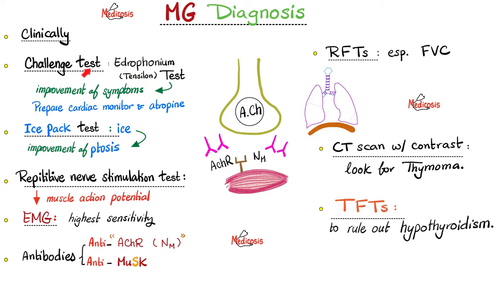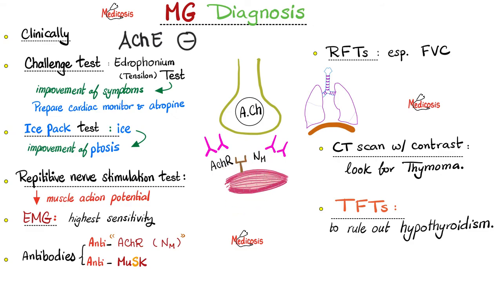They are rarely used today, but they work, such as the edrophonium or the Tensilon test. What is this? Edrophonium is an inhibitor of the acetylcholine esterase enzyme. It destroys the destroyer, increasing the amount of acetylcholine in the synapse, kicking away and overcoming the nasty anti-acetylcholine receptor antibodies. And once this happens, the patient's symptoms will improve because the muscles will contract.